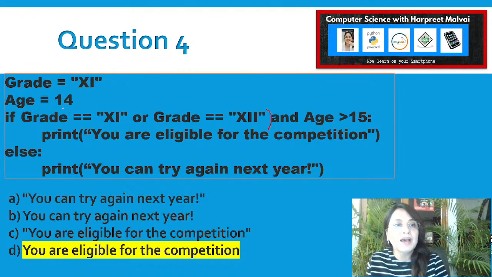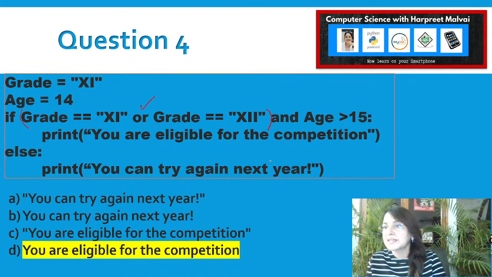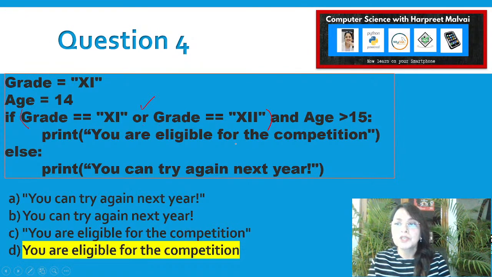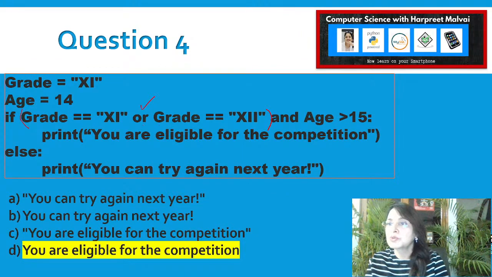So you have to have a bracket here. Now, what will that ensure? That will ensure that the or takes place first. And if this is true, then it will compare, and this is false, so it will say you can try again next year. So I hope you understood the importance of precedence, that you could get a wrong output like this.